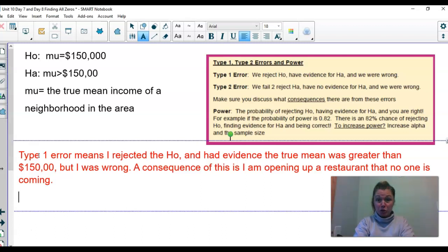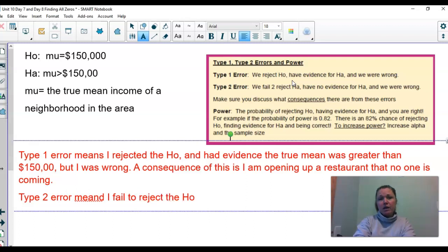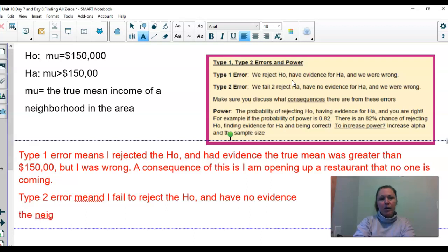Okay, a type 2 error. Remember, type 2. A type 2 error, and again, I would write this down. Now, I know I asked some of you to print out the sheet. I need to note that there is an error here. You need to cross this off and put H0. It's where we failed to reject the null hypothesis. So a type 2 error means I fail to reject the null hypothesis and have no evidence the true mean of the neighborhood is over 150,000.